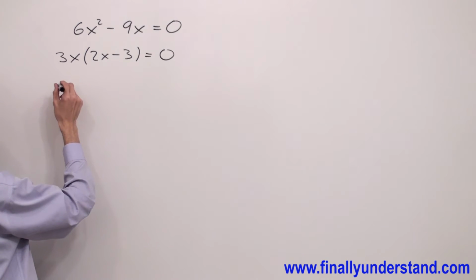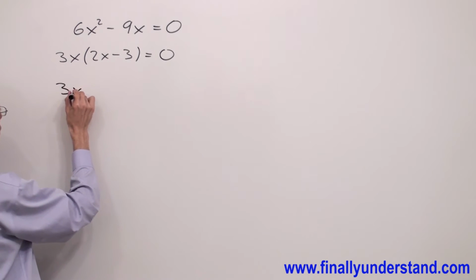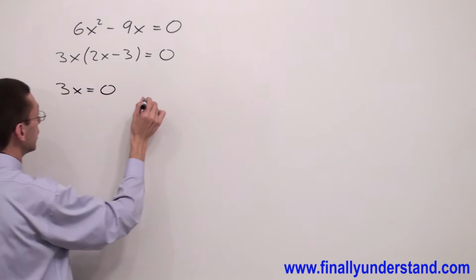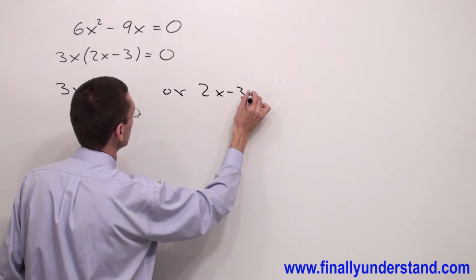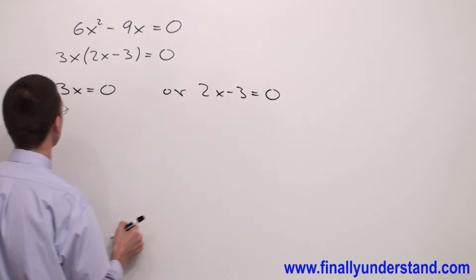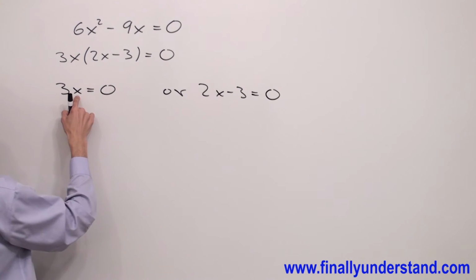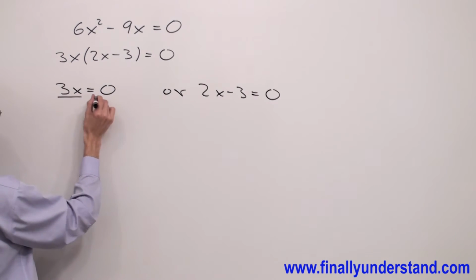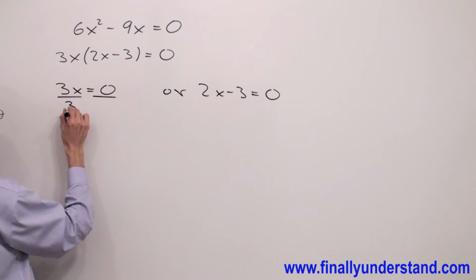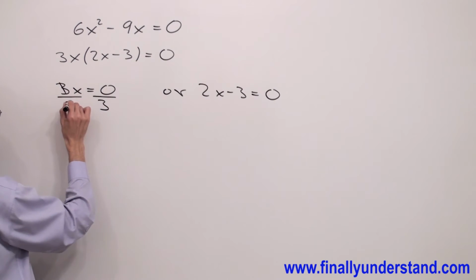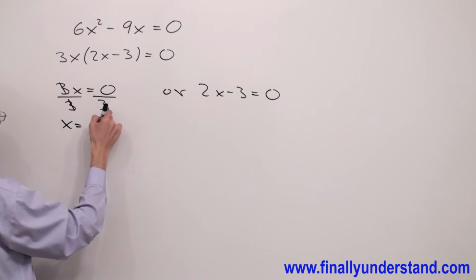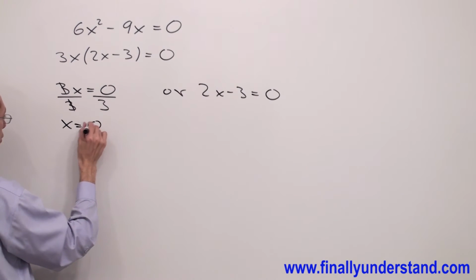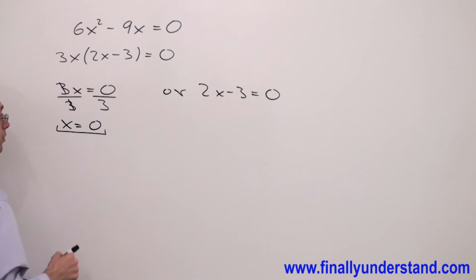So what I'm going to write? I'm going to write 3x equals 0, or 2x minus 3 is equal 0. In order to find value of x, I have to divide both sides of this equation by 3. 3 and 3 will cancel out, and I have x equals 0 divided by 3 is equal 0. This is my first answer.